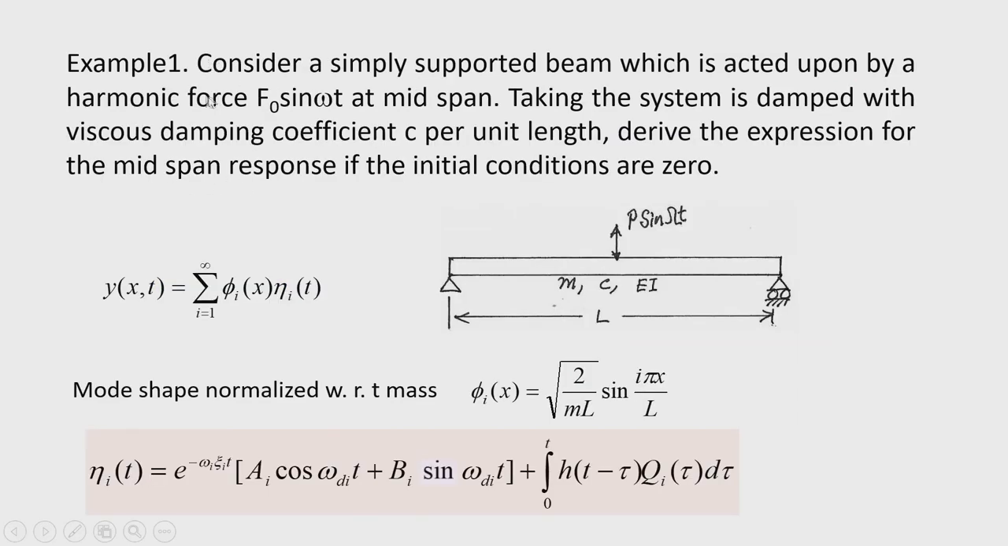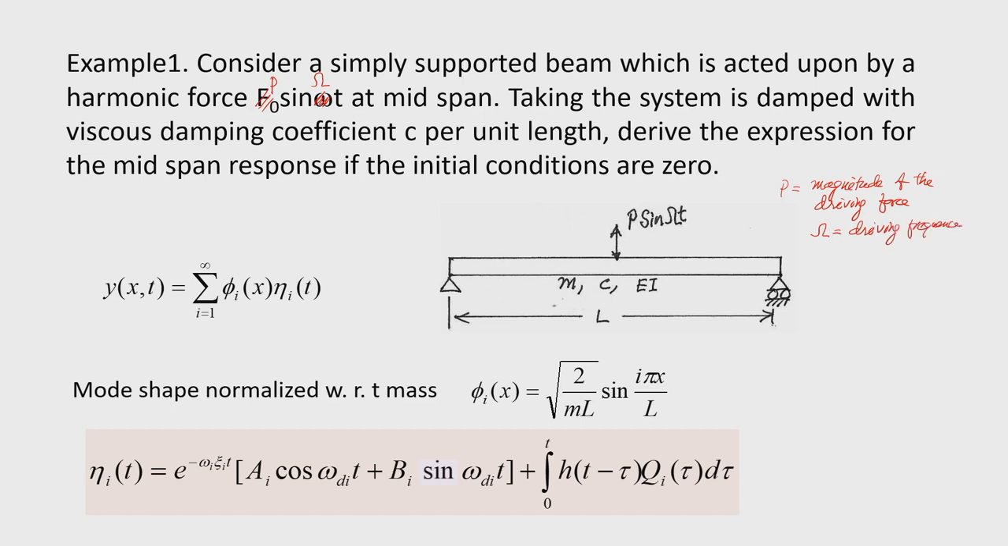Okay. Now, we will discuss this with the example of a simply supported beam which is acted upon by a harmonic force F naught sin omega t. Here the force amplitude, instead of F naught, I have denoted by P. So, P sin omega t, and this frequency of the driving force is taken as capital omega. So, here in this figure you can see P is the magnitude of the driving force, and capital omega is the driving frequency.